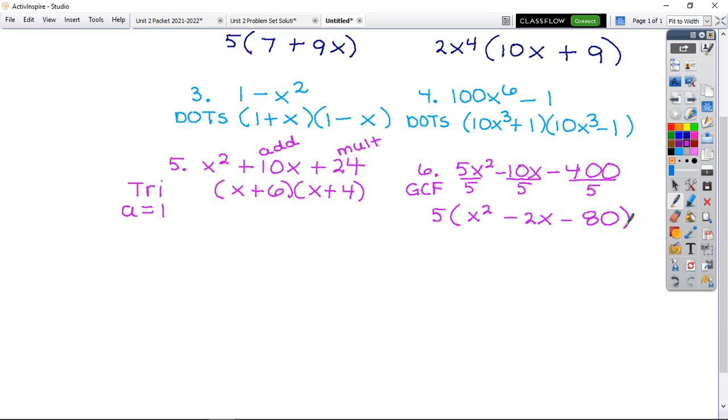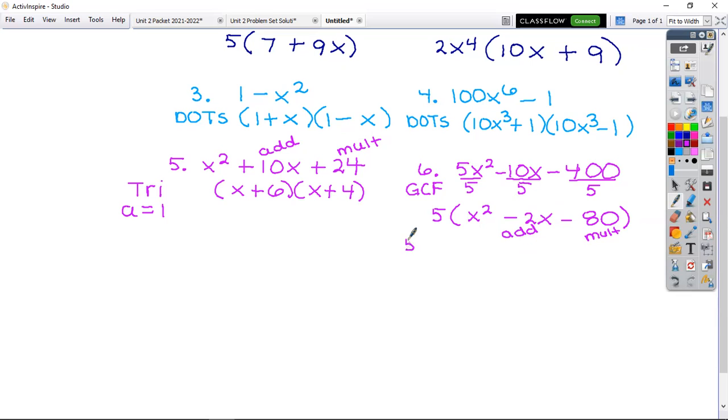So this has an additional step. How do I know that? I'm left with a squared here. I have an 80 over here, so it looks like it's a trinomial. So now I'm going to ask what multiplies to negative 80 that adds to negative 2. This one's pretty easy, even though it's large. Negative 10 and 8. Good.